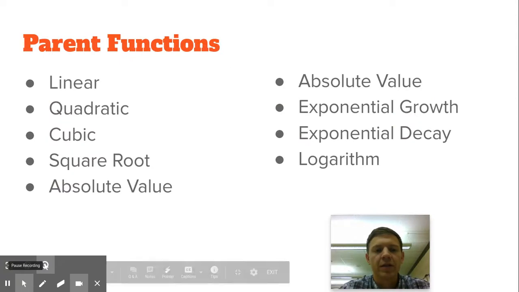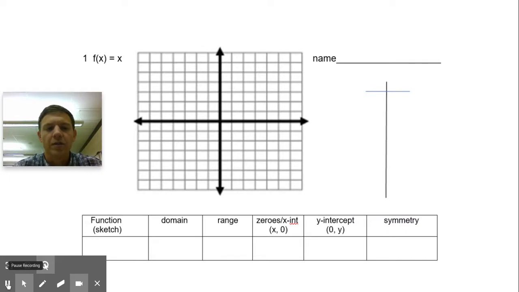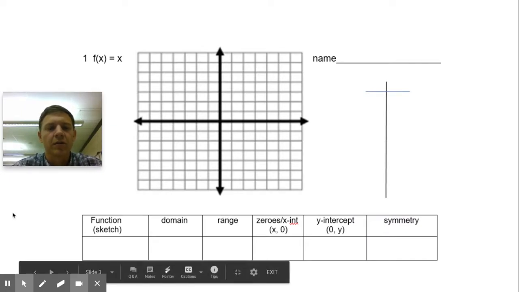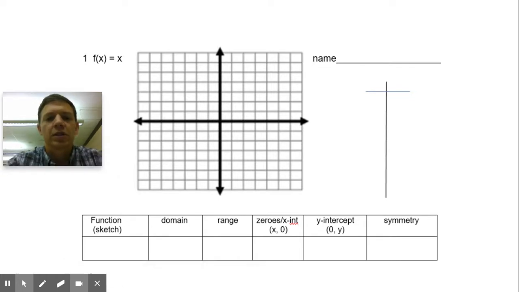Here are the 9 different types of parent functions. We're going to go through each one as quickly as possible, and get a little more in depth on each of these. The first is a linear function. A linear function is, of course, just a line.